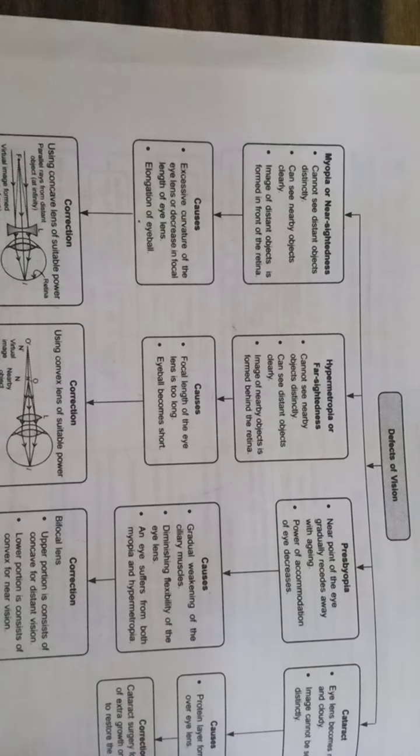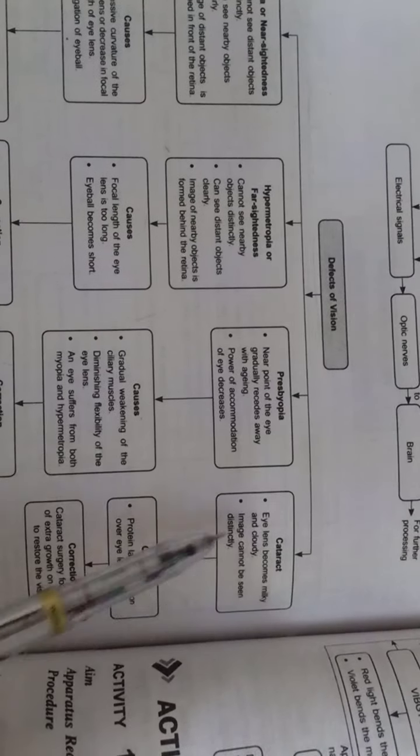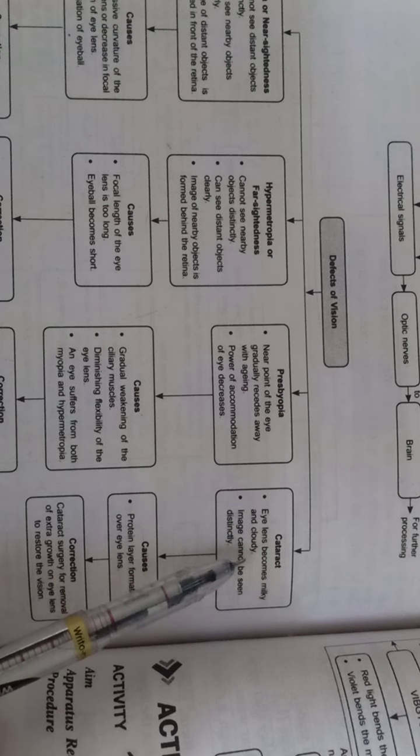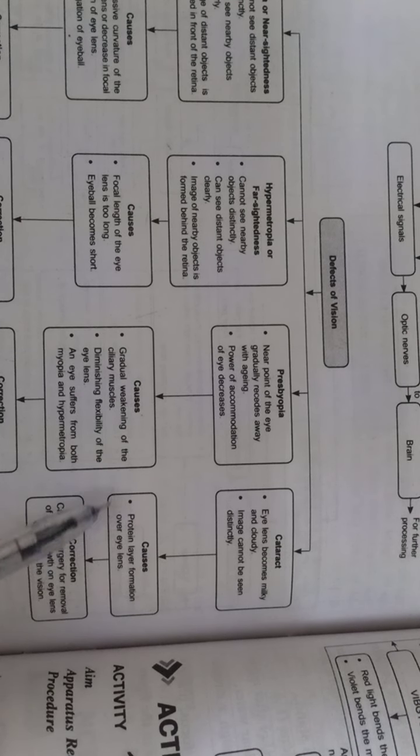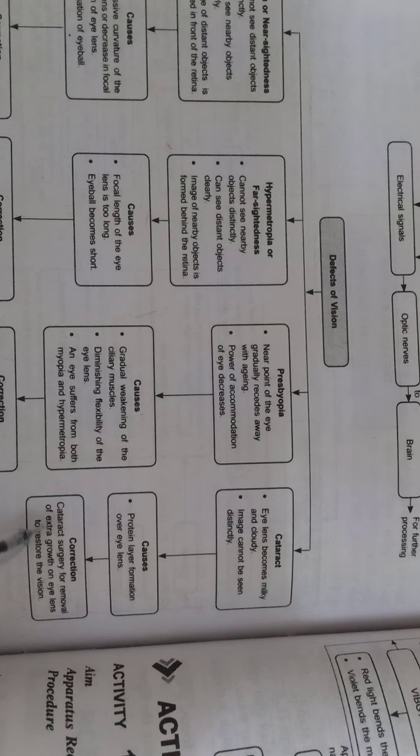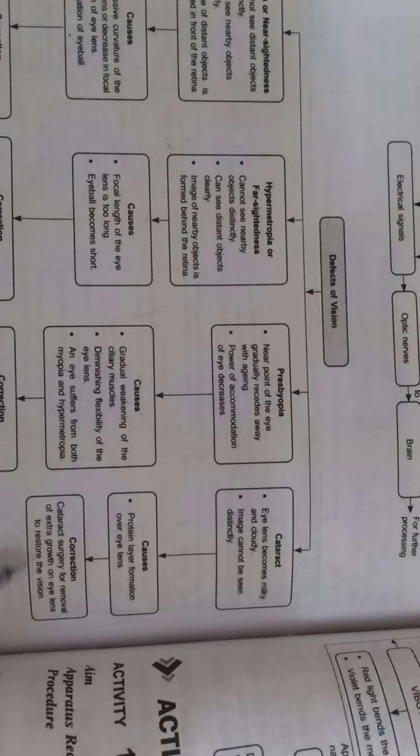The last defect is cataract. Eye lens becomes milky and cloudy. Image cannot be seen clearly or distinctly. And what are the causes? A protein layer formation over the eye lens. And correction, cataract surgery for removal of the extra growth on the eye lens to restore the vision.